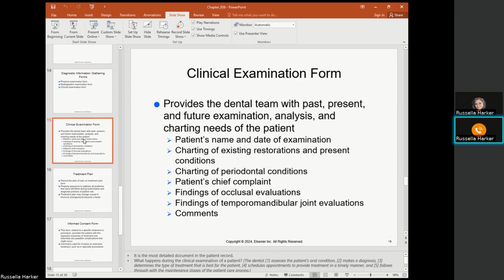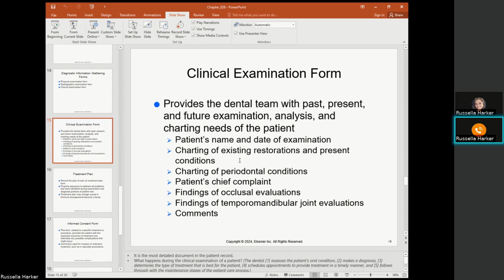With the clinical exam form, some things that you can chart on there are existing restorations and present conditions, and periodontal conditions, which are the presence of gingivitis or periodontal disease. The patient's chief complaint: what is the major source of concern at that time? Why are they there? Or if they're scheduled for their 6-month recall, what is the major problem that they're having at that time?